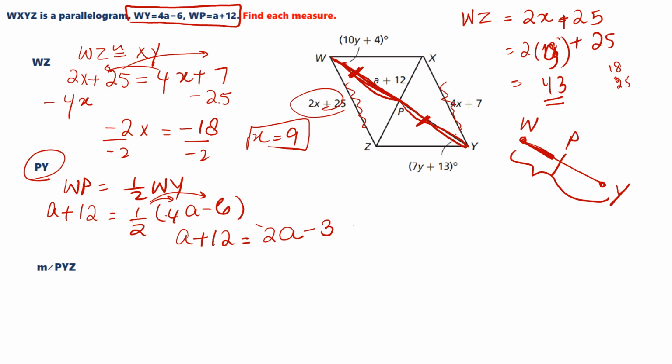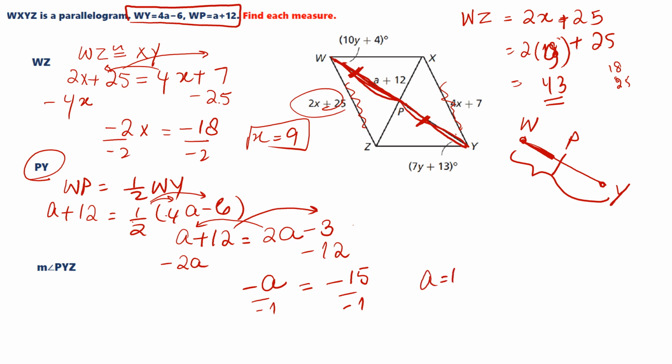Now bring all the A on the left hand side. 2A goes to the other side, it gives you negative 2A. 12 goes to the other side, it gives you negative 12. A minus 2A gives us negative A, or negative 1A, equals negative 3 minus 12, which gives us negative 15. Divide both sides by negative 1. We will get A equals 15.